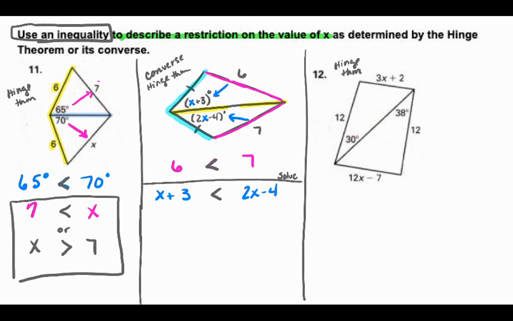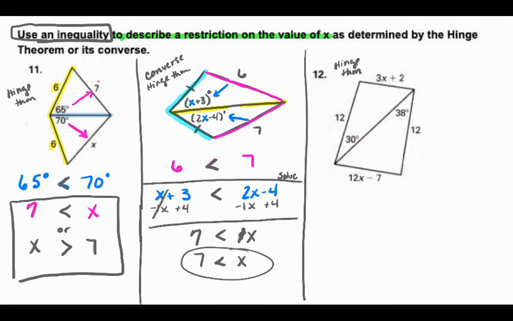So we're going to subtract 1x from both sides, and we're going to add the 4 to both sides. Addition has no impact on the inequality symbol. So this ends up being 7, and this ends up being 1x. And we don't actually have to write the 1, so 7 is less than x ends up being our final answer for this one as well.